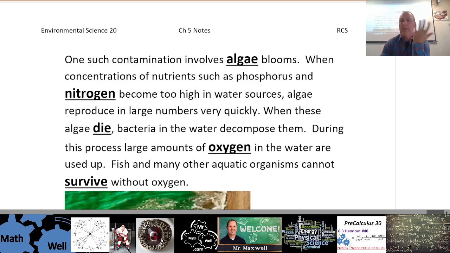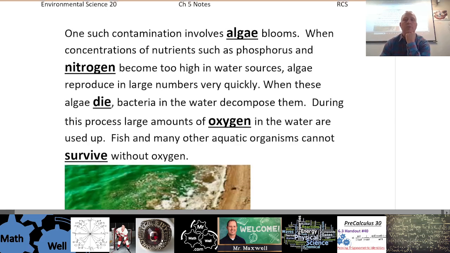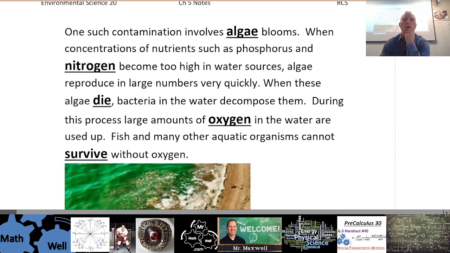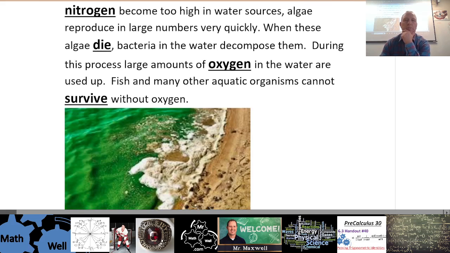One such contamination involves algae blooms. We'll talk about this some more now. When concentrations of nutrients such as phosphorus and nitrogen become too high in water sources, algae reproduce in large numbers very quickly. And here's a picture of a pea soup, right? Just pea green, all the algae in the lake.